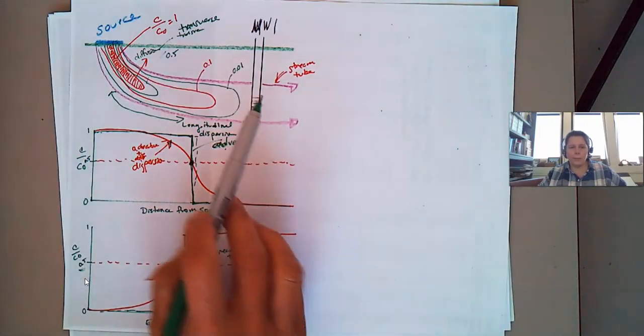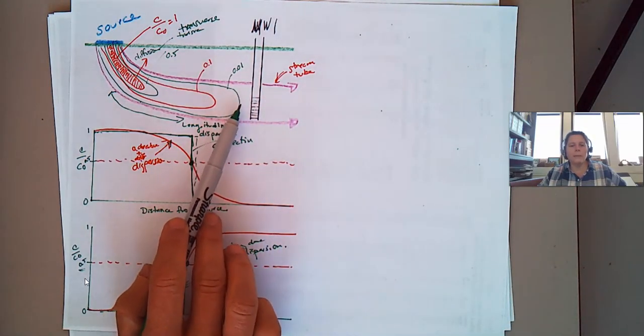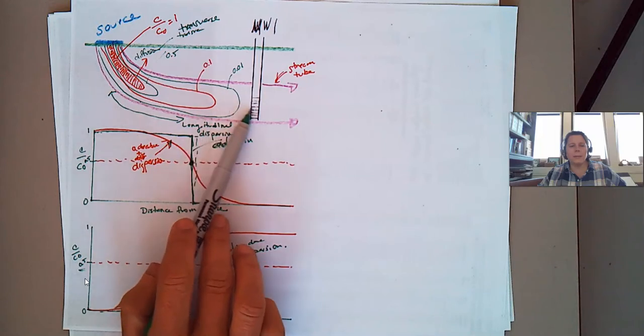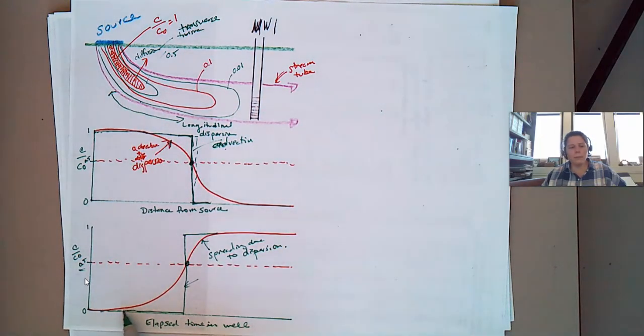So we're back here at monitoring well 1, and we're monitoring water coming out. We're going to have a little bit of it coming, and then this is going to move further into it, and then this, and then this. And so what we're going to see is first arrival. This is our red here. This is the spreading due to dispersion.